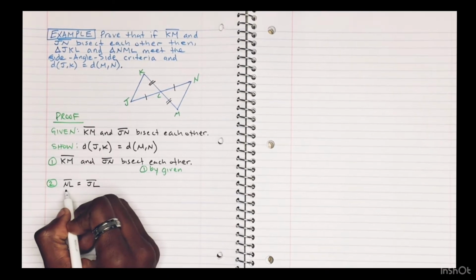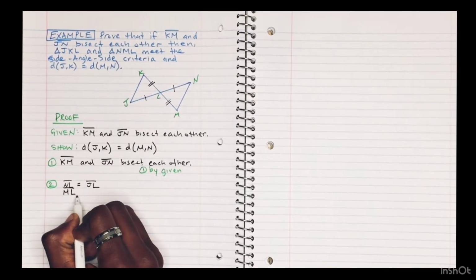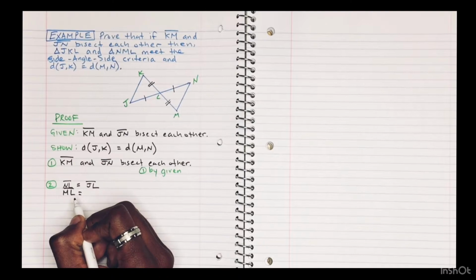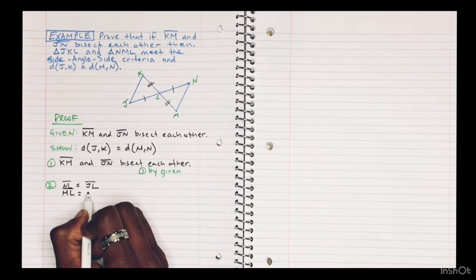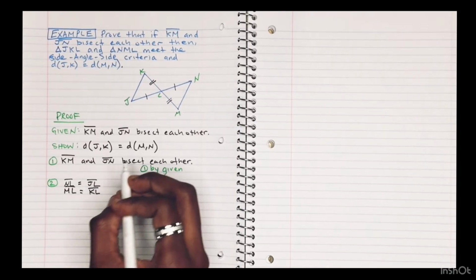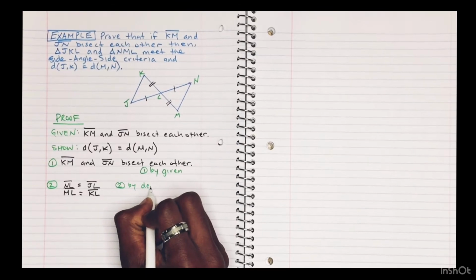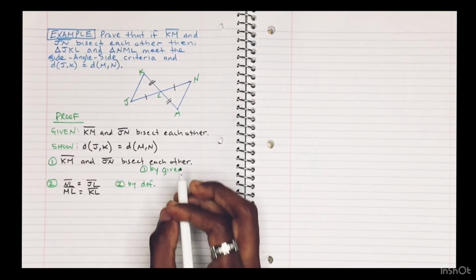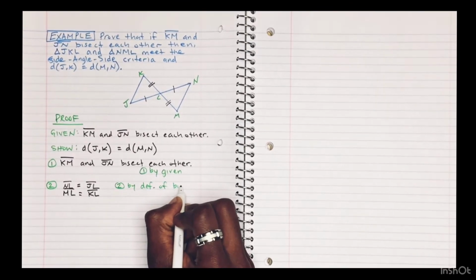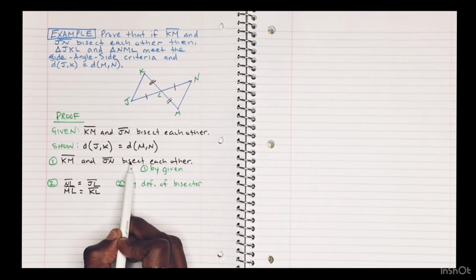We can also say that line segment ML is equal to line segment KL. And this justification is by the definition, I'll just write def for short, of bisector. Okay, remember, bisector, bisect.